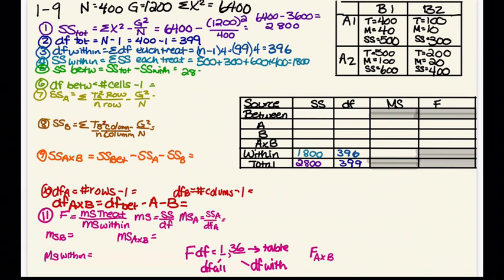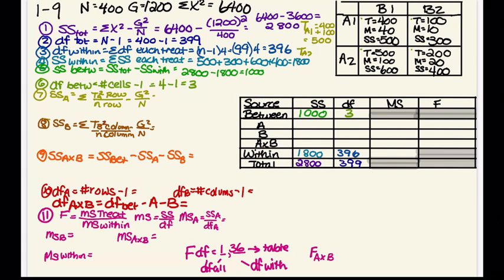The between treatments variability will be the total variability minus the within treatments variability, and the degrees of freedom will be the number of treatments minus 1. In this case it is 3.